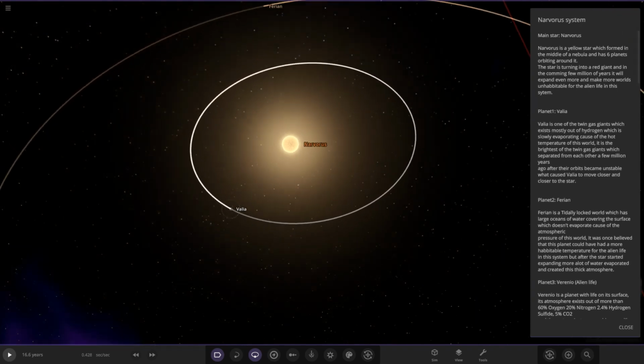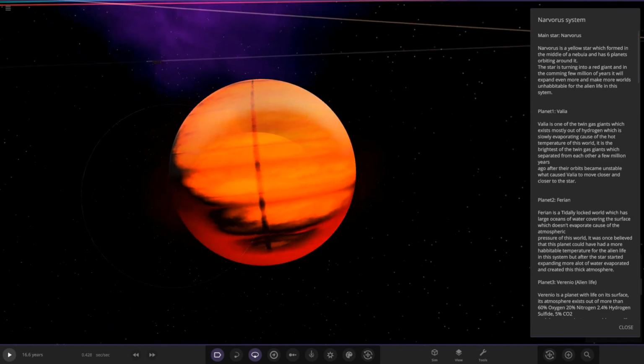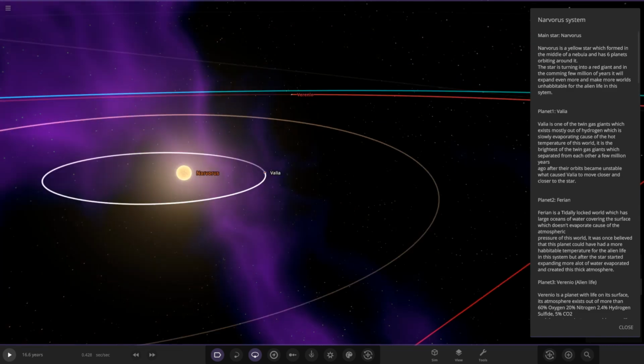Okay. Right. First planet out, Valia, is one of the twin gas giants. Oh, that does look cool. It's one of the twin gas giants, which exists mostly of hydrogen, which is slowly evaporating because of the hot temperature of this world. It is the brightest of the twin gas giants, which separated from each other a few million years ago. Their orbits became unstable, which caused this planet to move closer to the star. Right, okay, so there's that one.